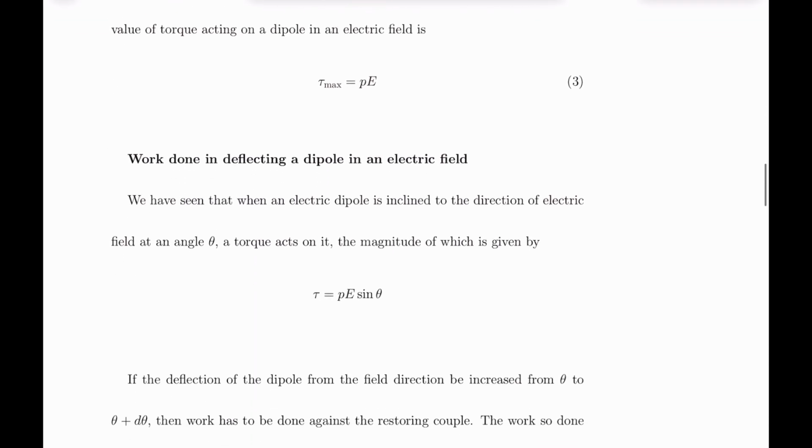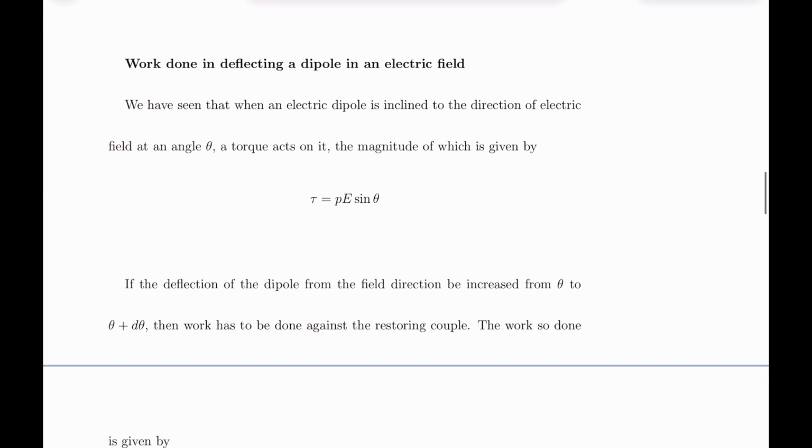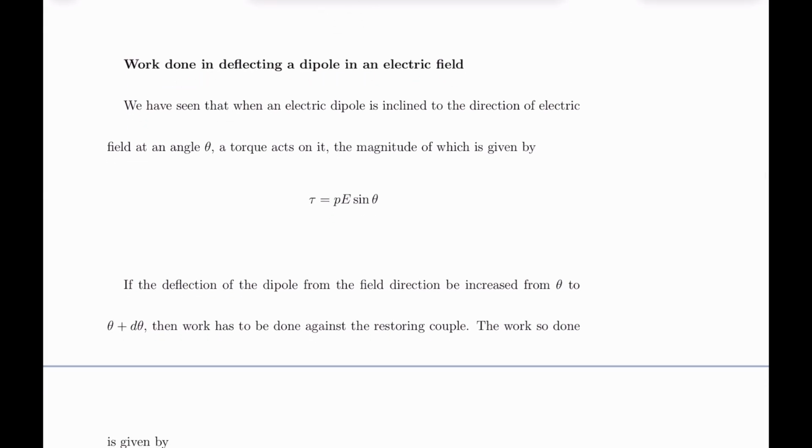Next we come to work done in deflecting a dipole in an electric field. Just now we have seen that when an electric dipole is inclined to the direction of electric field at an angle theta, a torque acts on it, the magnitude of which is given by PE sin theta. Suppose the angle of deflection of the dipole from the electric field increased from angle theta to theta plus d theta, so that the angular displacement of the dipole is d theta.